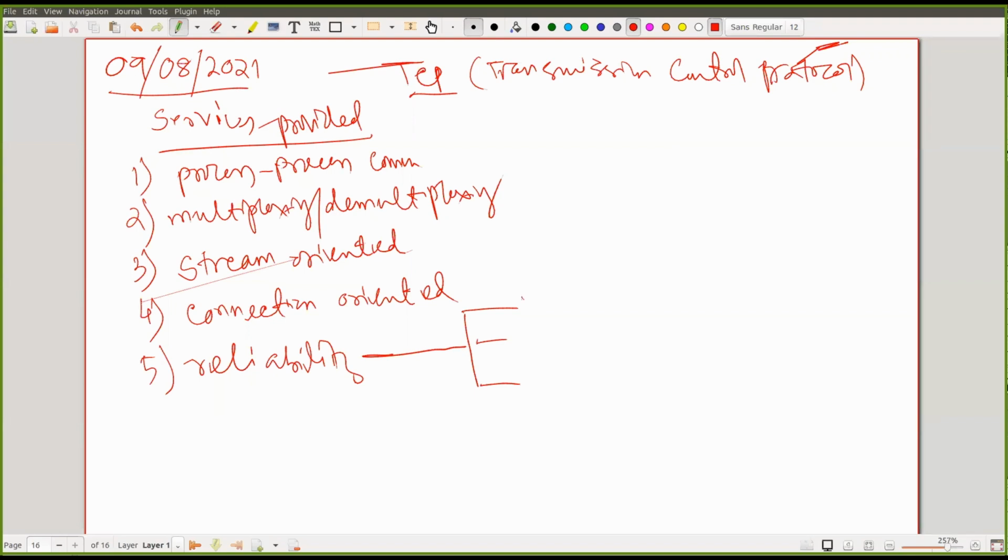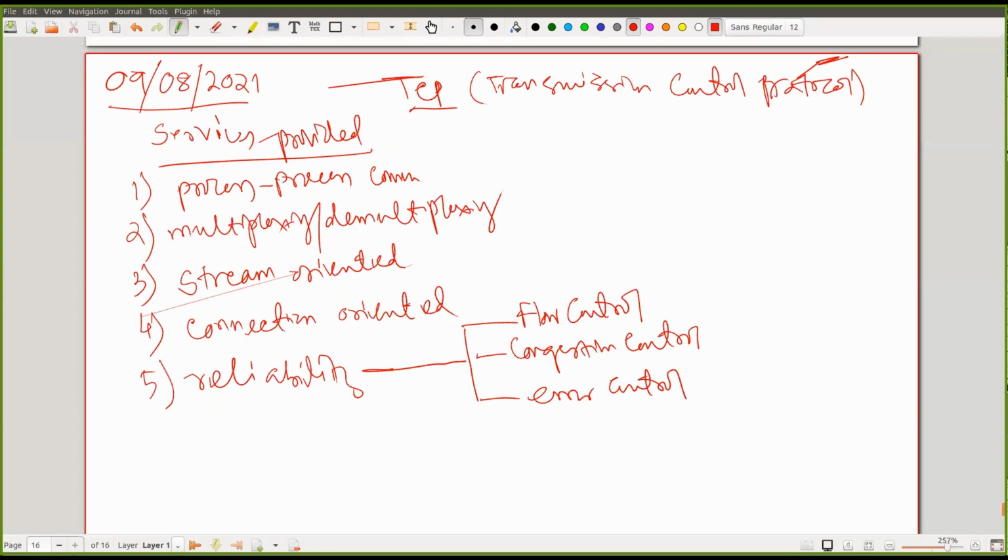The first one is flow control. These are very, very important points; everybody please focus very carefully. To achieve reliability along with connection orientation, first is flow control, next is congestion control, and next is error control. These three things need to be supported by TCP so as to achieve reliability. Let's discuss one by one: what is flow control, what is congestion control, and what is error control? Let's look into that very carefully.